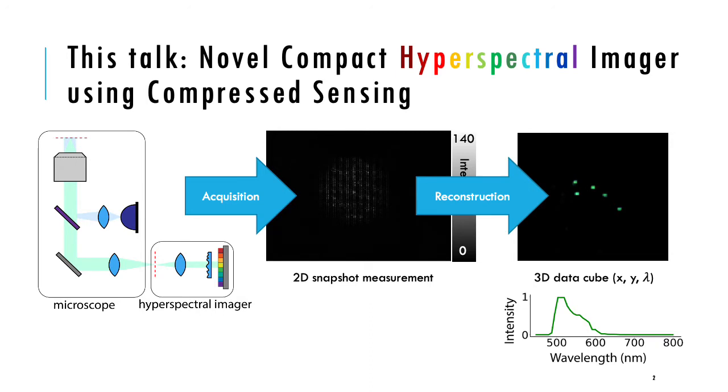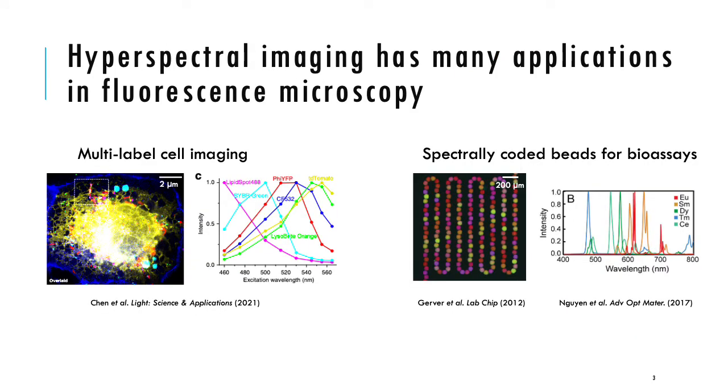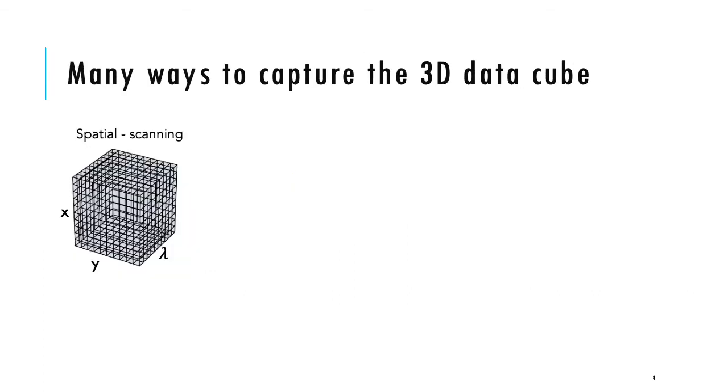But first, let's understand hyperspectral imaging. Hyperspectral imaging aims to capture the intensity across wavelength for each point in our sample. It gives you higher resolution across wavelength than typical multi-channel fluorescence. It has many applications in fluorescence microscopy. For example, it is useful in unmixing the signal from dozens of fluorophores with overlapping spectra inside live cells, or for identifying unique spectral beads used in biological assays.